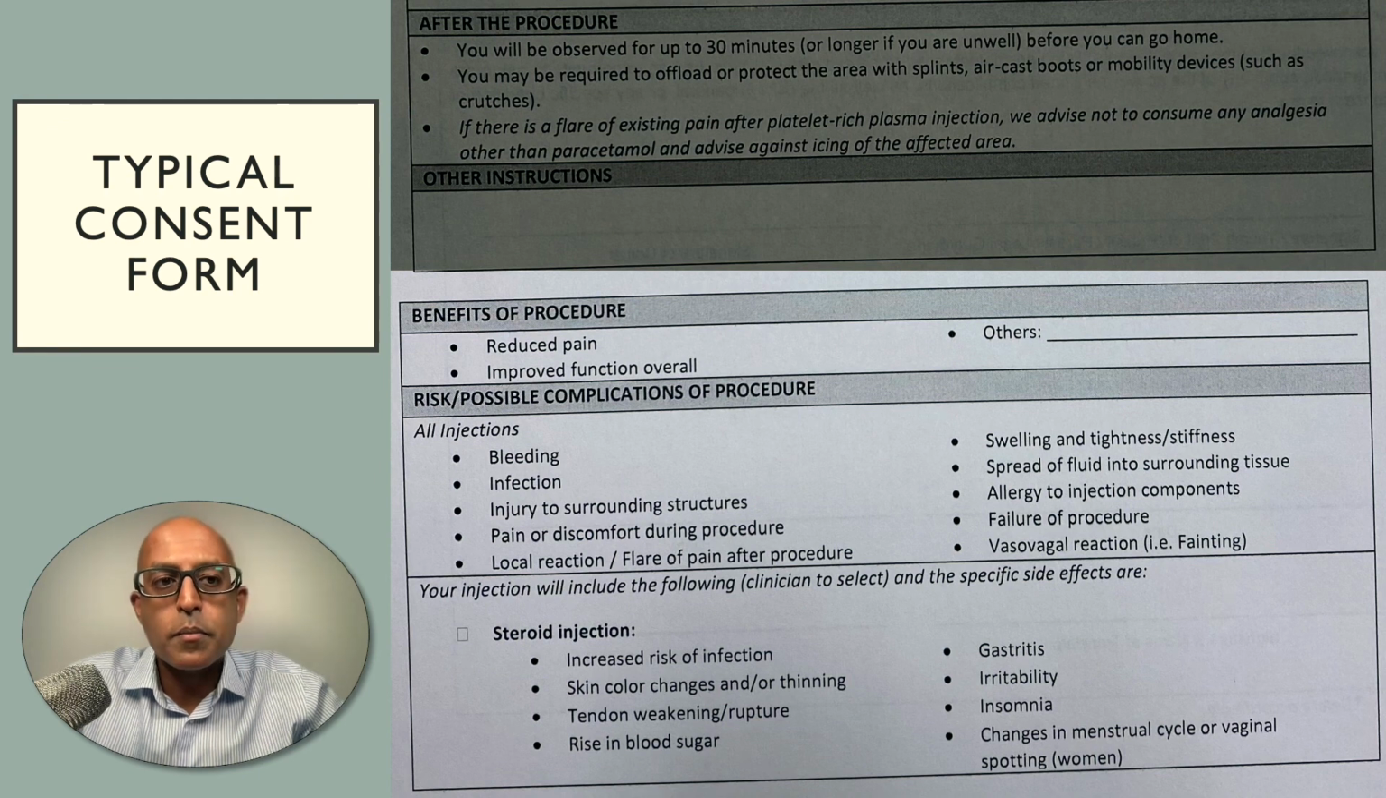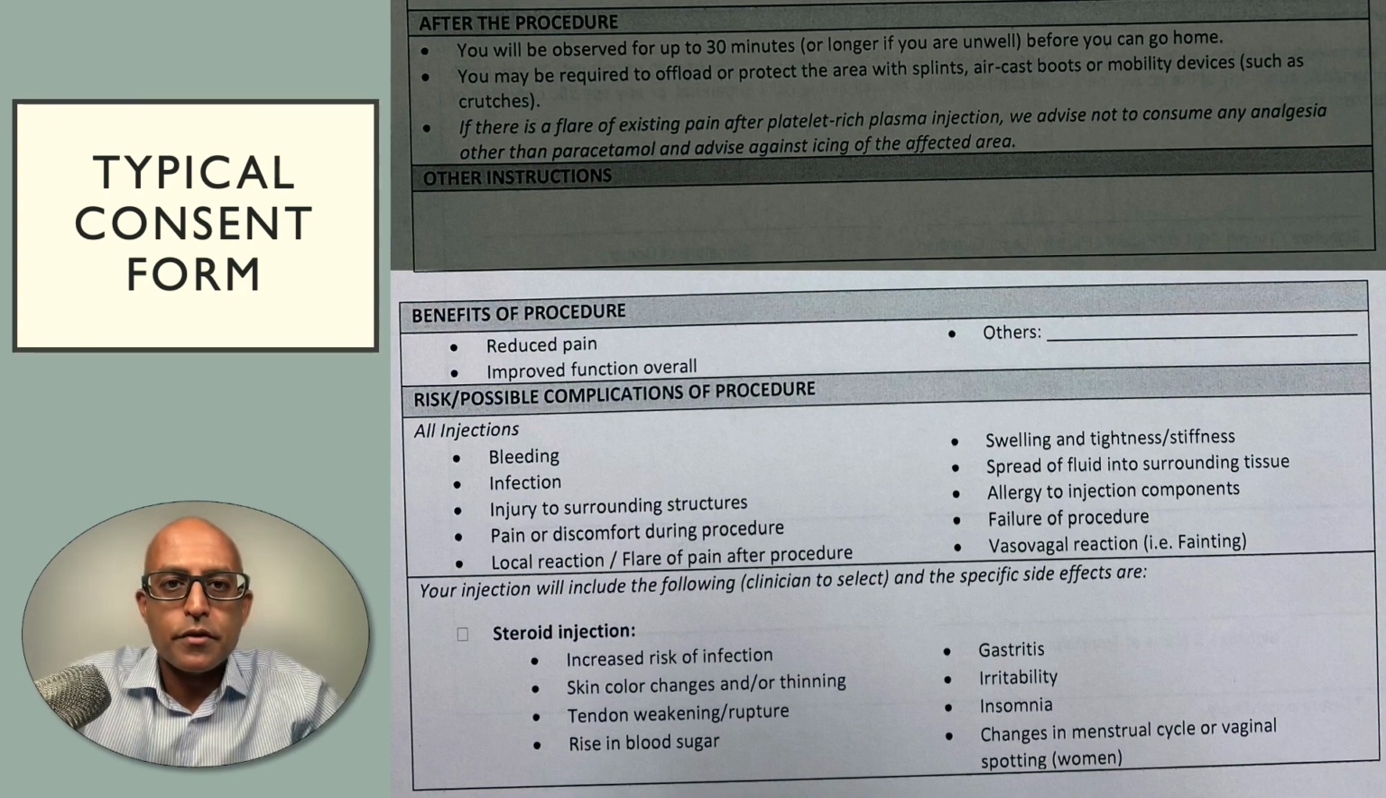We move on to the benefits of the procedure. And in general, the purpose of doing the procedure may be to reduce the pain, improve their function, or there may be other benefits that you can list here as well. We then consider the possible risks and complications of the procedure. Now, here in the first section, there's some generic complications or risks, such as bleeding, infection, injury to surrounding areas. Maybe the procedure won't be as effective as we hope it will be, or there may be some swelling and tightness following it.